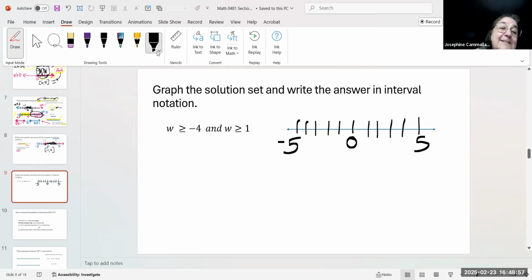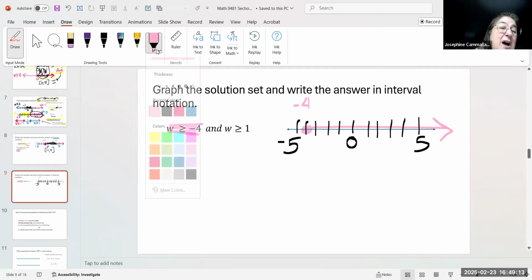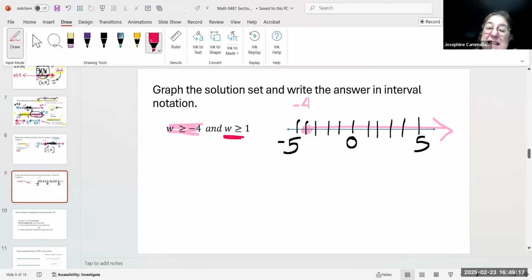Okay. I am drawing this one in pink. Here's my -4. And my arrow is saying I'm going in this direction. Now, watch what happens. This is my 1. I'm going in this direction.